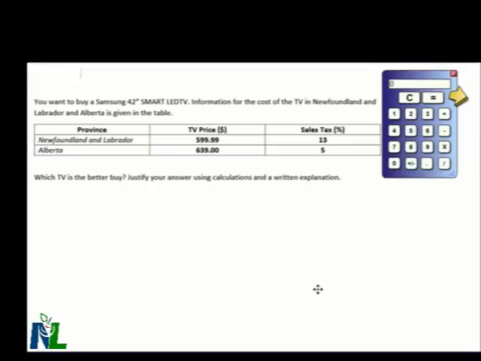In our question here, we're asked to look at the price and different sales tax of the exact same Samsung 42-inch TV in both Newfoundland and Labrador, and Alberta. So we know the regular price before tax in Newfoundland is this, compared to the regular price in Alberta before taxes is this. And we have the provincial sales tax percentages here.